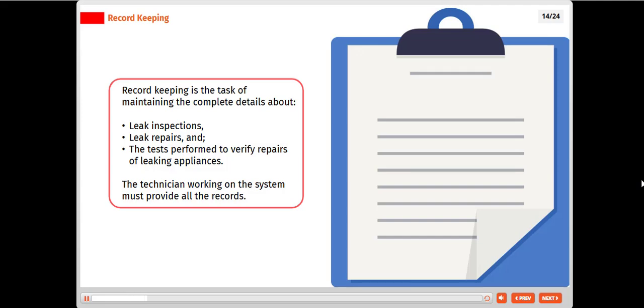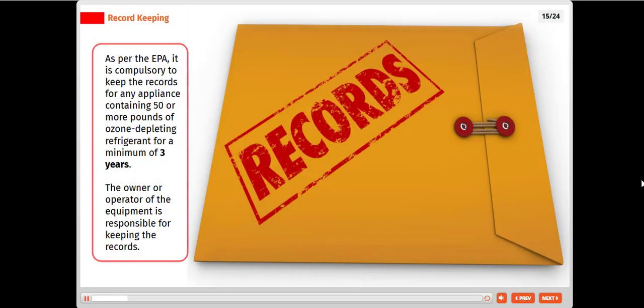Record keeping is the task of maintaining the complete details about leak inspections, leak repairs, and the tests performed to verify repairs of leaking appliances. The technician working on the system must provide all the records. As per the EPA, it is compulsory to keep the records for any appliance containing 50 or more pounds of ozone-depleting refrigerant for a minimum of 3 years. The owner or operator of the equipment is responsible for keeping the records.